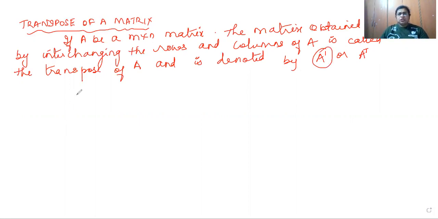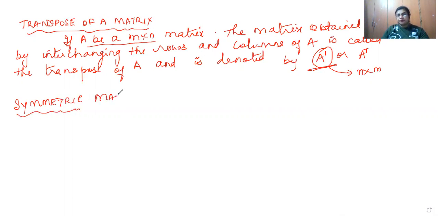Clear? Now, what will be the order? A's order is M cross N. So what should be the order of A dash then? A dash will be N cross M. The row and the column are interchanged. That is a transpose. Now, we are going to learn what is a symmetric matrix and a skew symmetric matrix. Very, very important definition.